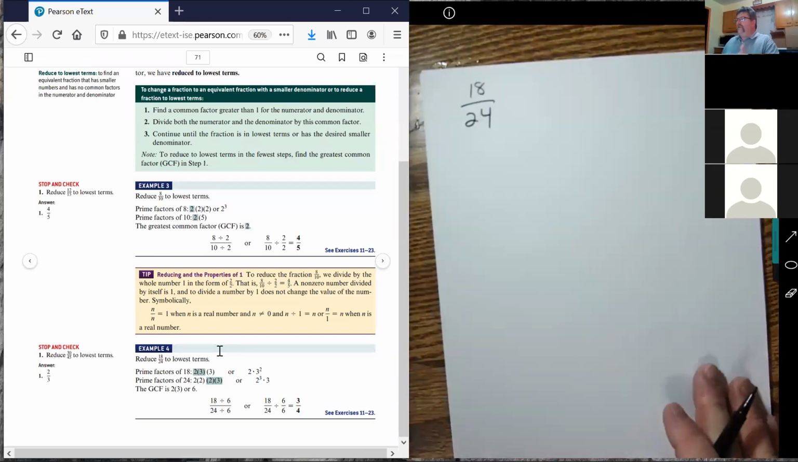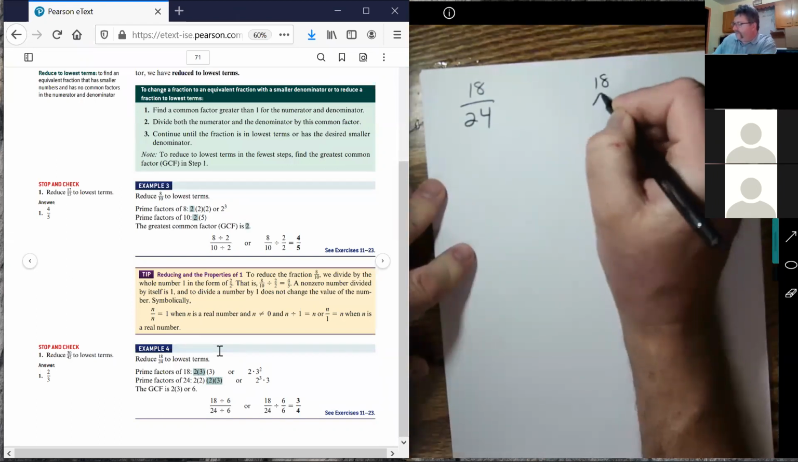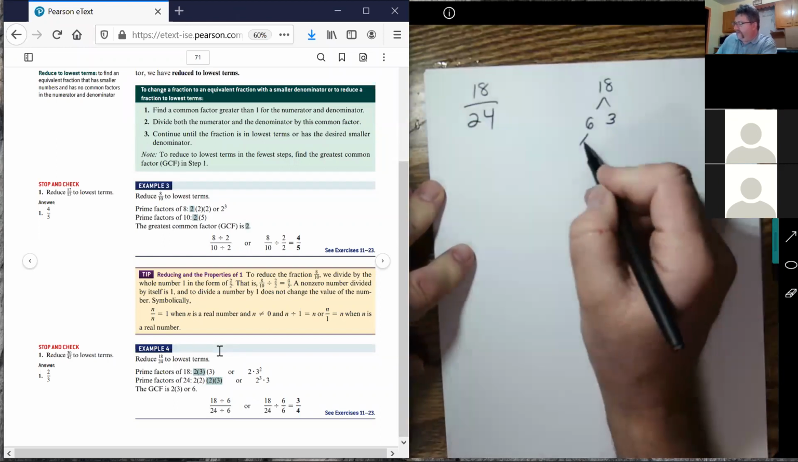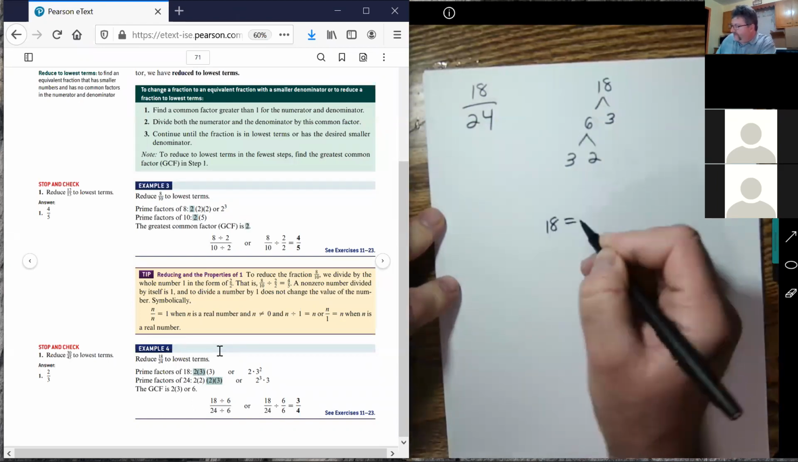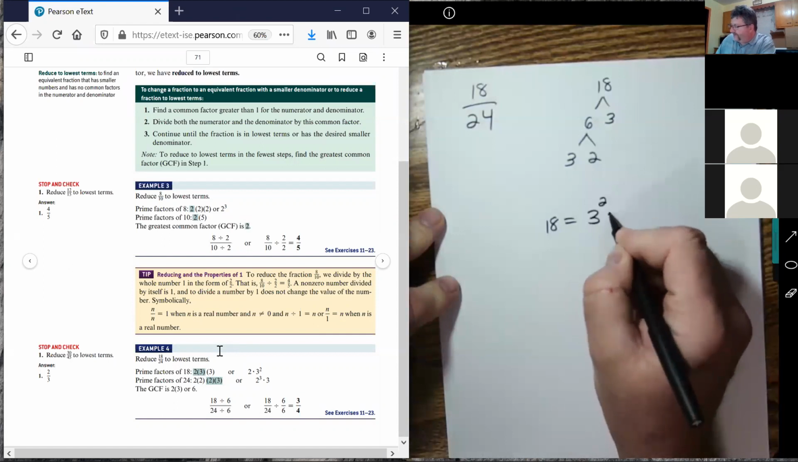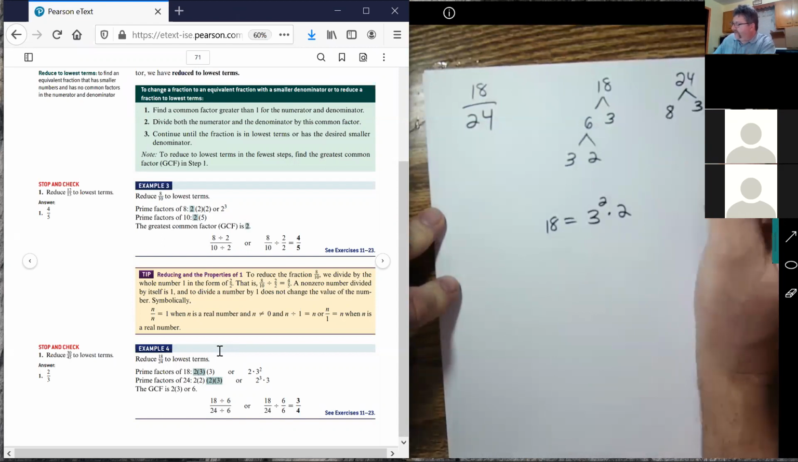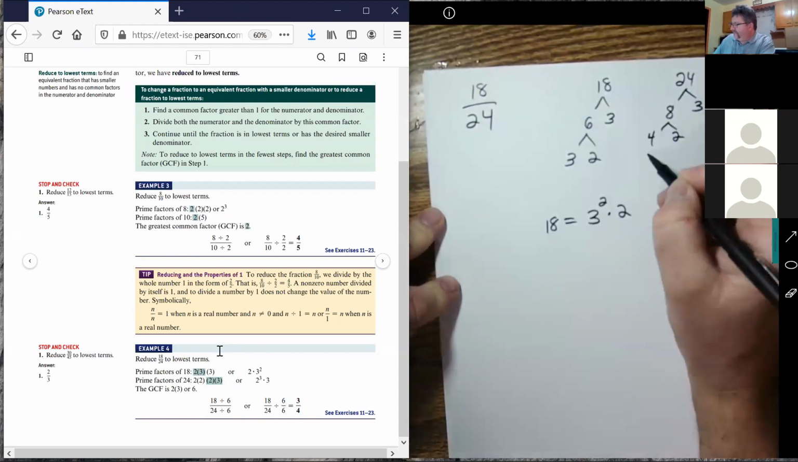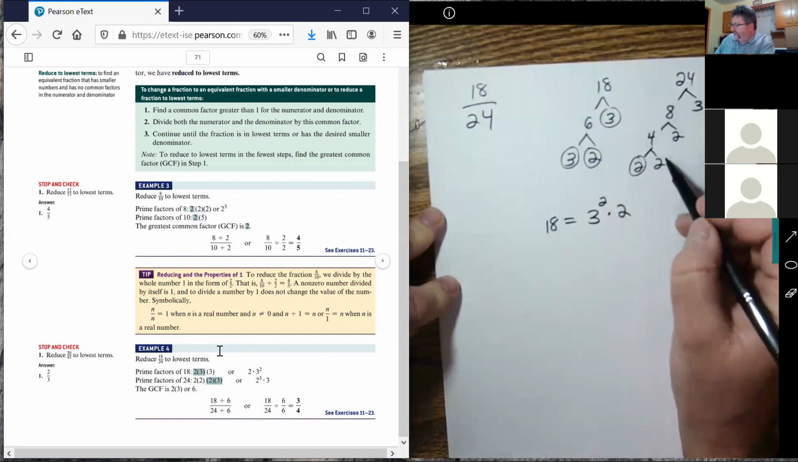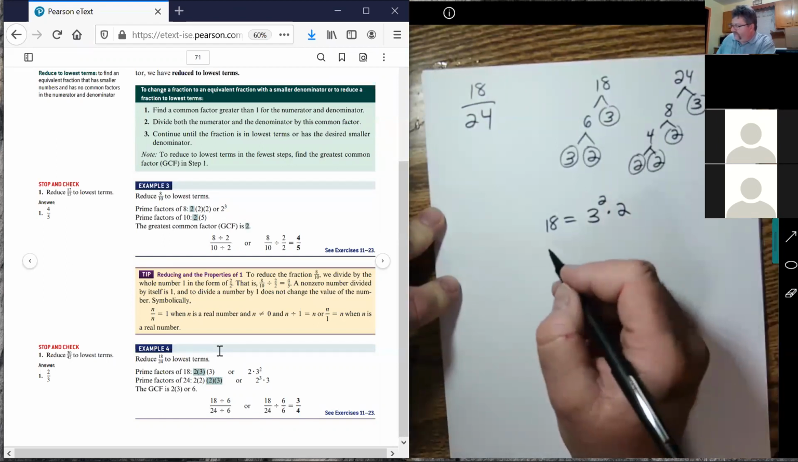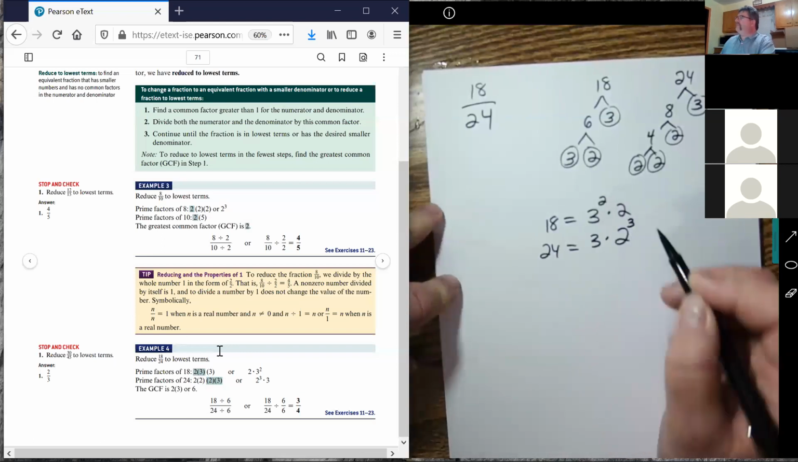Well, the book says let's find the greatest common factor, right? So how do you factor 18 here? 6 times 3 is 18. 3 times 2 is 6. So this 18 factors into 3 squared times 2, right? Now I got to do a 24. I say 8 times 3 is 24. 4 times 2 is 8, and 2 times 2 is 4. I forgot to circle my little primes here. So what is a 24? It's 3 times 2 cubed.